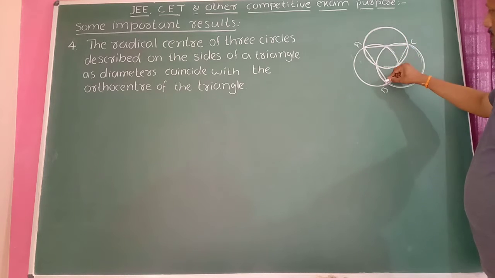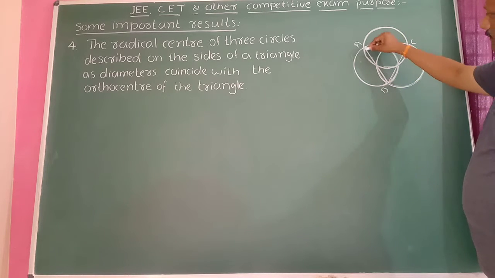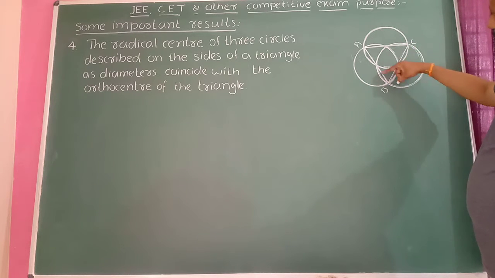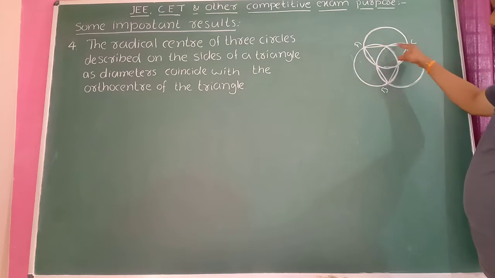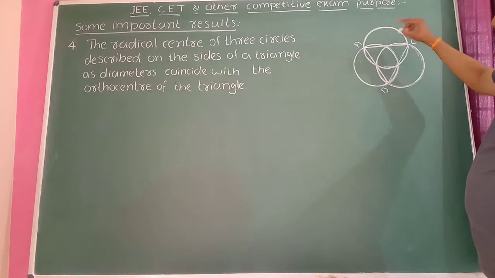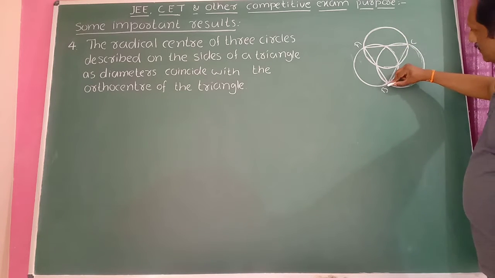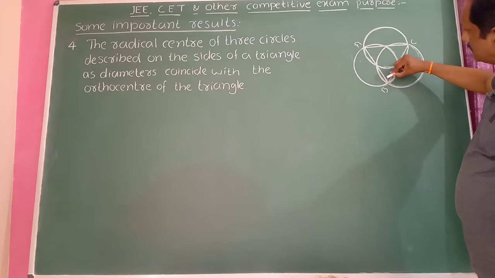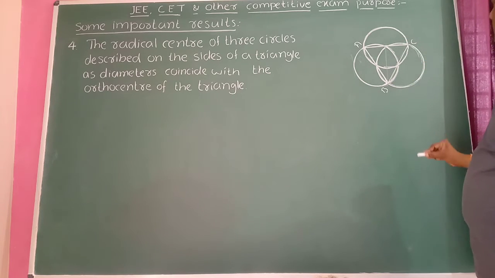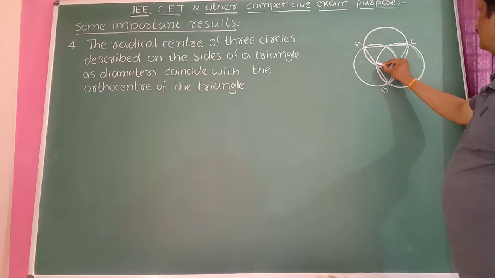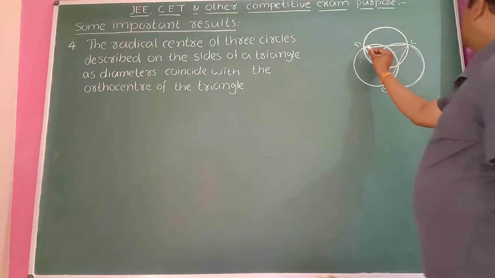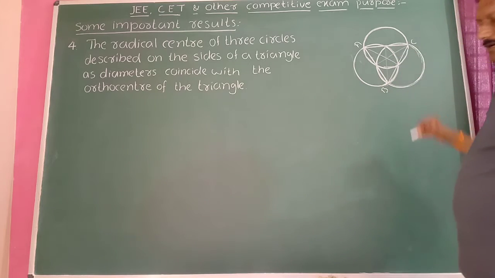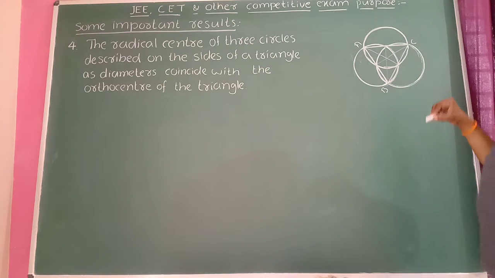AB is the diameter of this circle here. BC is the diameter of this circle and AC is the diameter of this circle here. Then here, this is the radical axis. Similarly, this is the radical axis here, and this is the radical axis. So these are radical axes as well as the altitudes here.